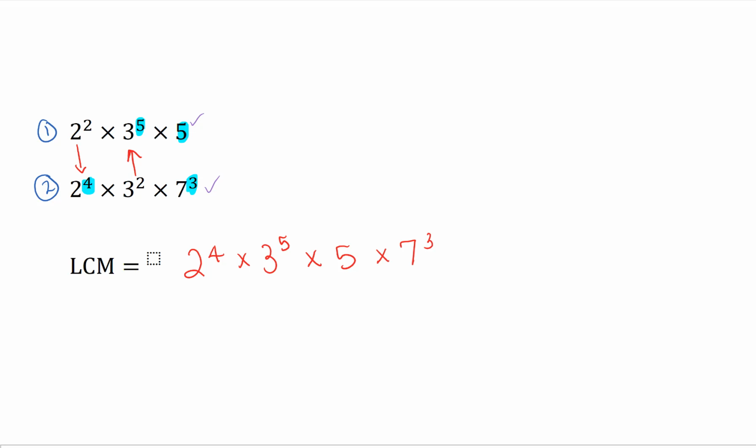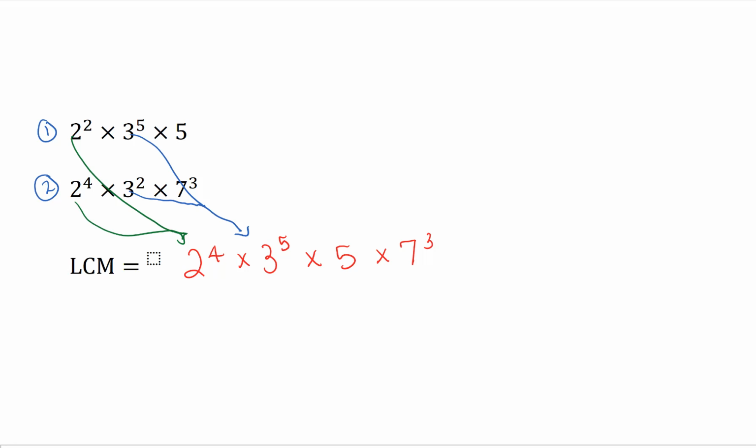Because you always want to include all your bases. So our goal here is to make sure that every part of our numbers will be able to divide into our least common multiple. So the way you're thinking about it is, will 2 squared divide into 2 to the 4th? Yep. Will 2 to the 4th divide into 2 to the 4th? Yep. Will 3 to the 5th divide into 3 to the 5th? Yes, it will. Will 3 squared divide into 3 to the 5th? Yes.